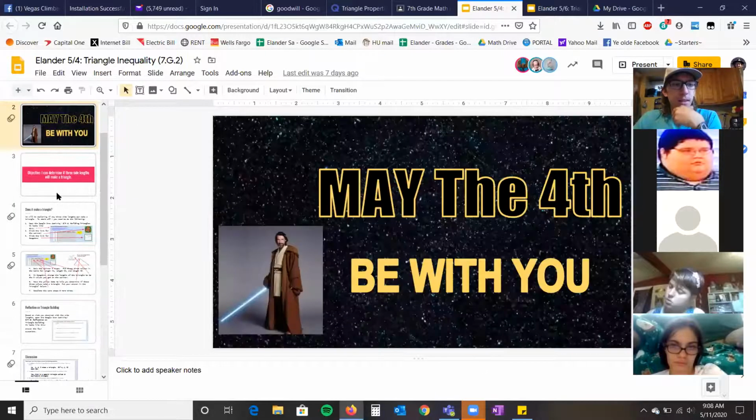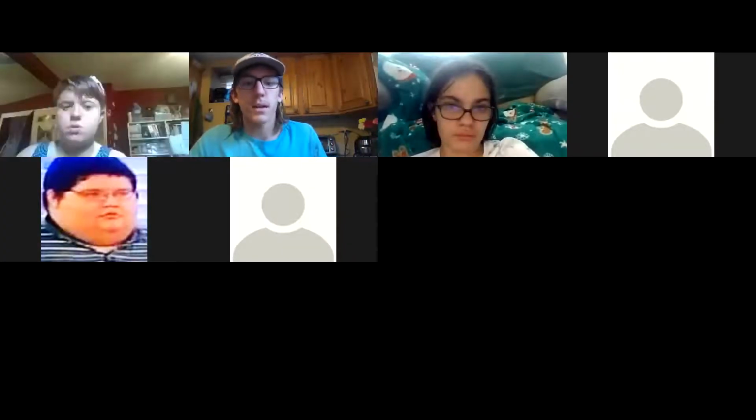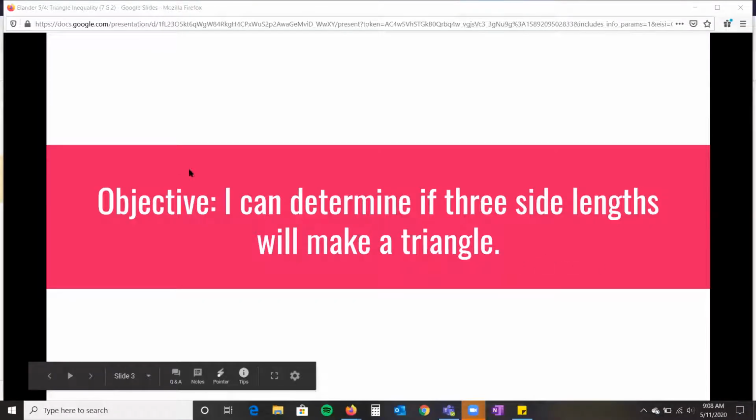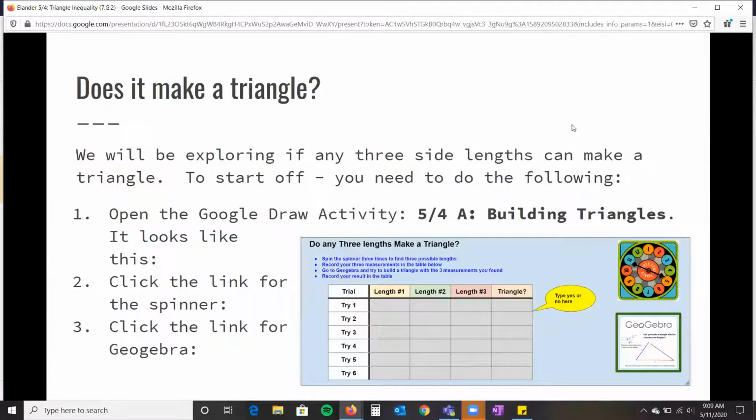Okay, so this was what we talked about on May the 4th, right? We had our tribute to Star Wars. So the triangle inequality theorem or rule, let me make this full screen, is, and let me make sure, sorry, making sure I wasn't leaving anybody waiting. It says, I can determine if 3 side lengths will make a triangle. So it's just as straightforward as it sounds, right? And we played some activities with the different lengths of triangles. Obviously, any triangle has only 3 sides, right?